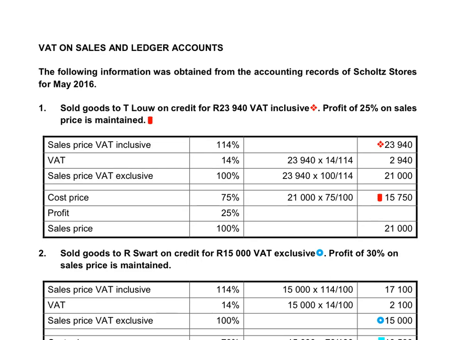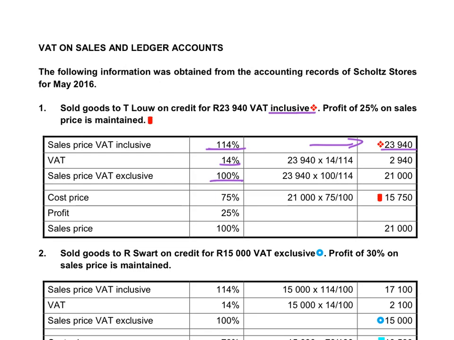Sold goods to T. Low on credit for 23,940, VAT inclusive. So that means the VAT is included in this figure. If VAT is included, then the figure is worth 114%. The 114% is given to us as 23,940. The VAT is 14% and the sales price exclusive of VAT is the actual income for the business that will increase the profits, and that is 100%.